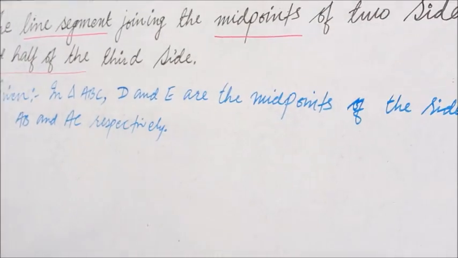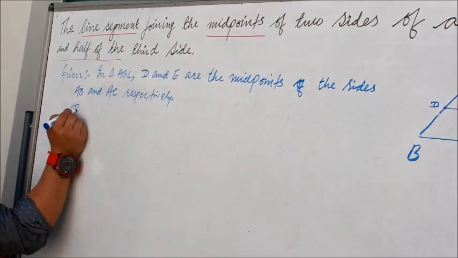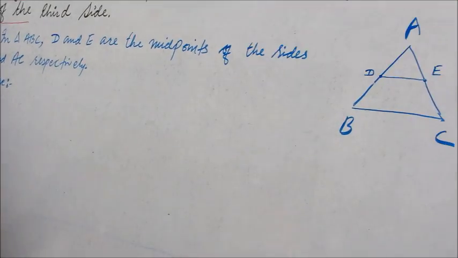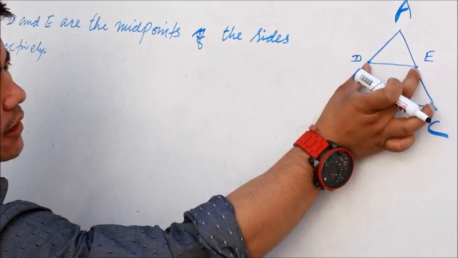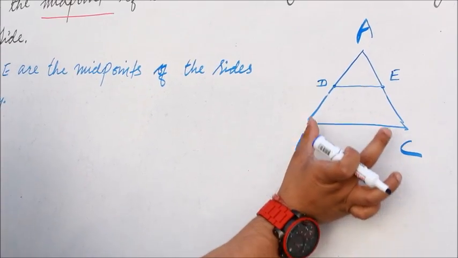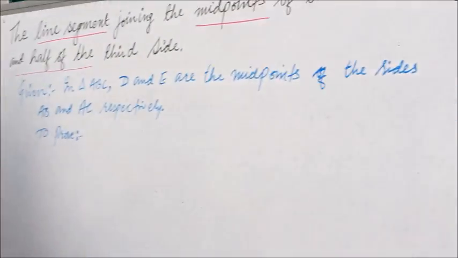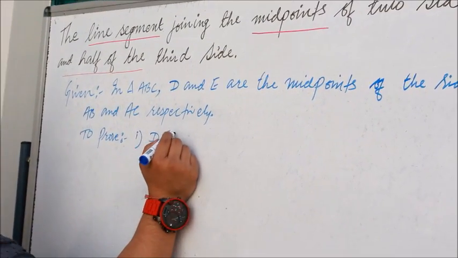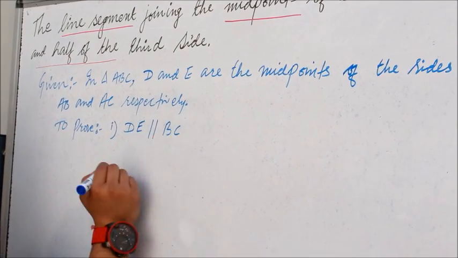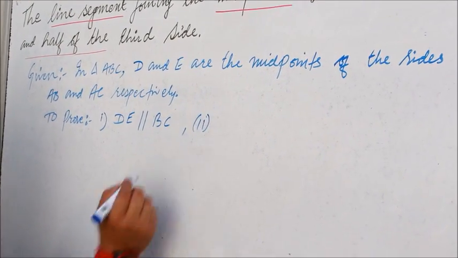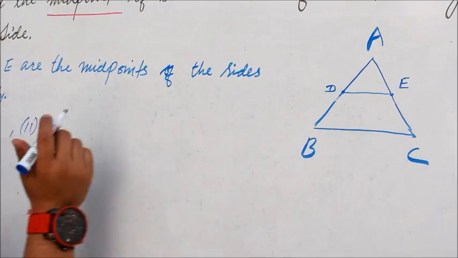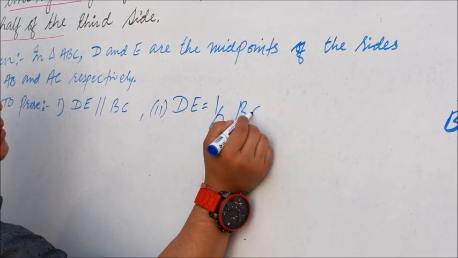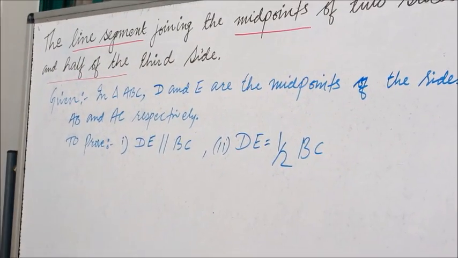Now what do you have to prove? To prove, we have to prove that the line segment joining the midpoints DE is parallel to BC. Again, DE is half of BC. So number one, what you have to prove from here? DE is parallel to BC. And number two, we have to prove DE is half of BC. DE equals half of BC.